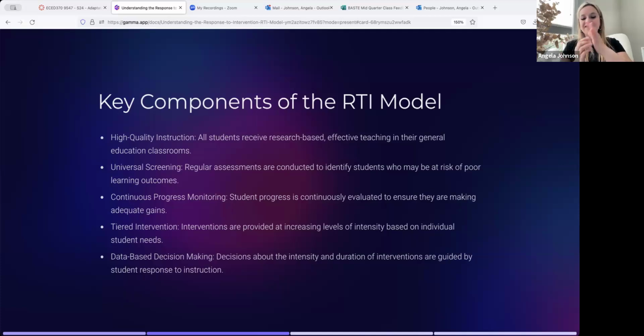And that would be very targeted, individualized work with them, right? And that is in the general ed classroom. We're not talking about special education where you would pull the student out and do that. This is all inclusive, okay? And then we have data-based decision-making, which is what I just told you this whole time.